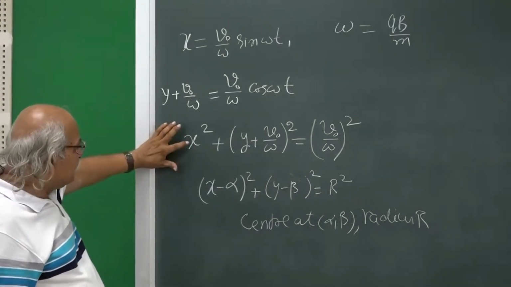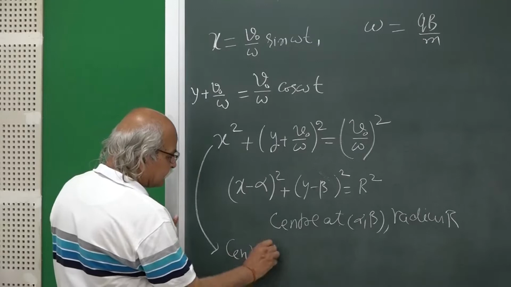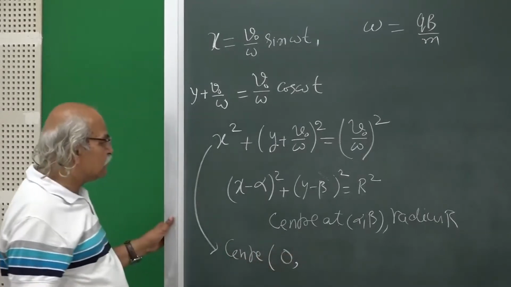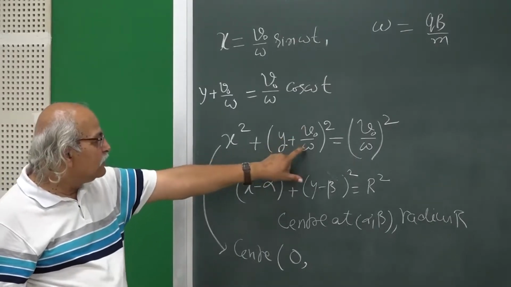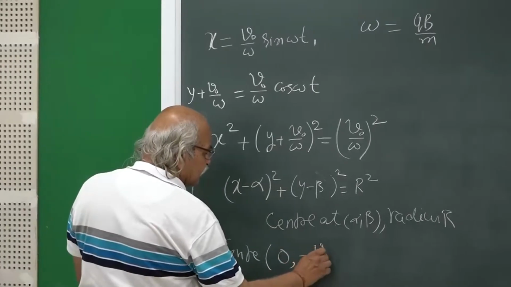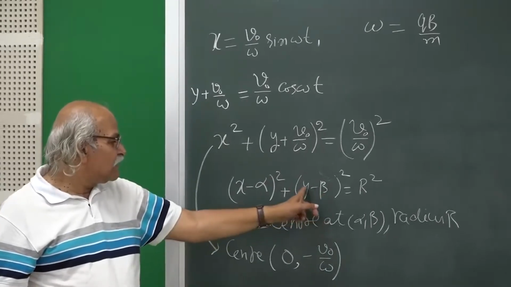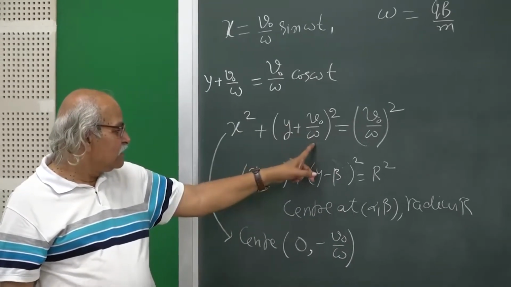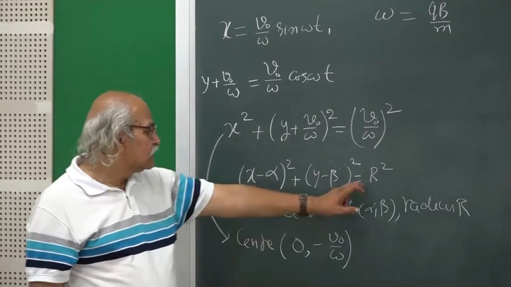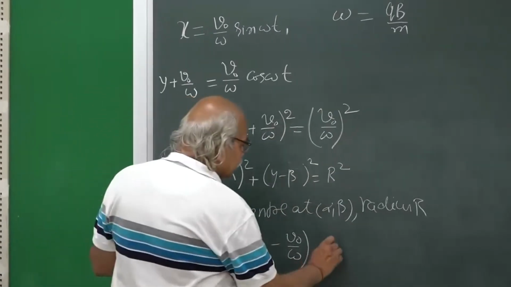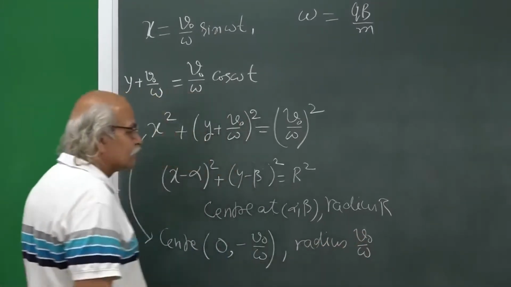Now here if you see, this alpha is 0, so for this the center will be at 0. The x coordinate will be 0 and the y coordinate will be minus v naught by omega. So this is the center. Y minus beta, where alpha, beta is the center; here it is y plus v naught by omega. So the y coordinate of the center will be minus v naught by omega. And the radius is v naught by omega. This is the radius.